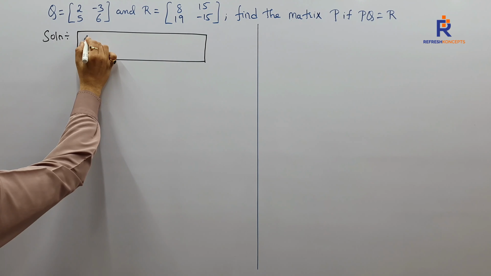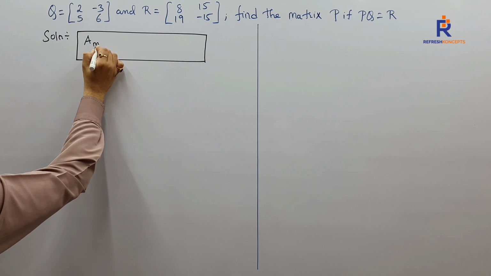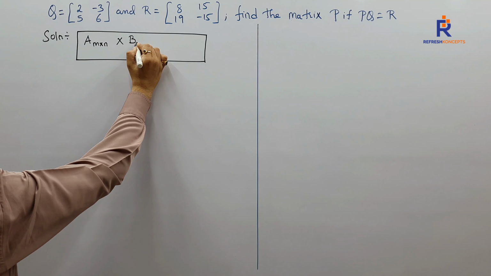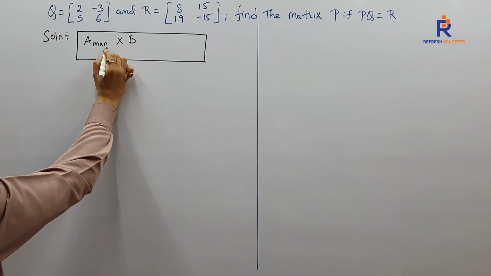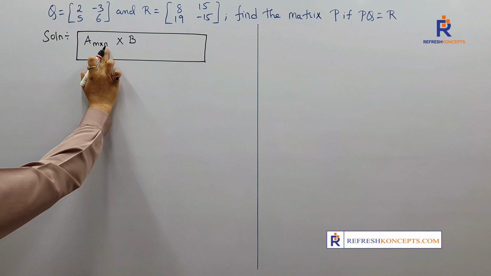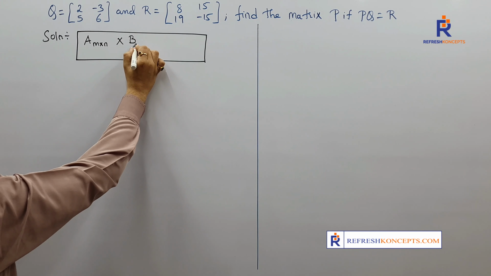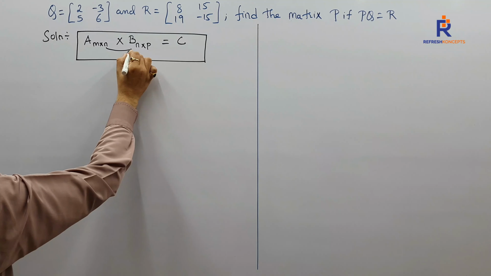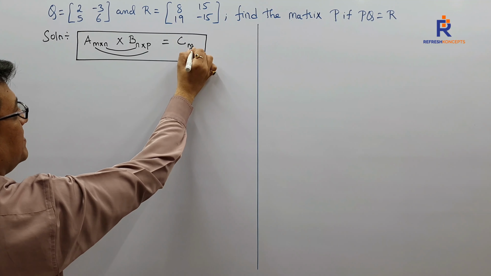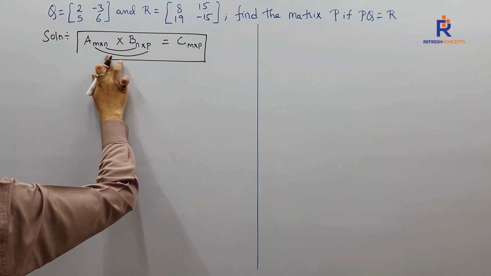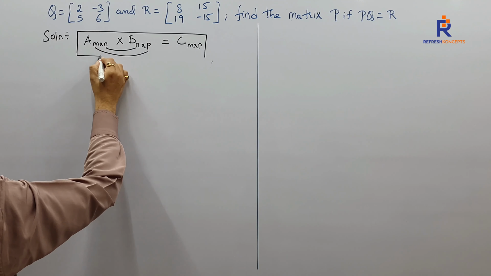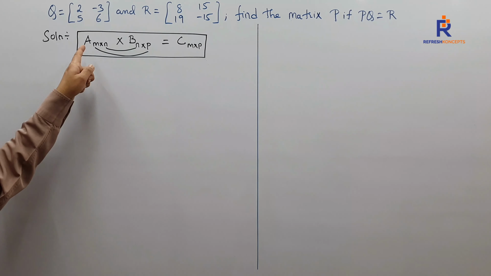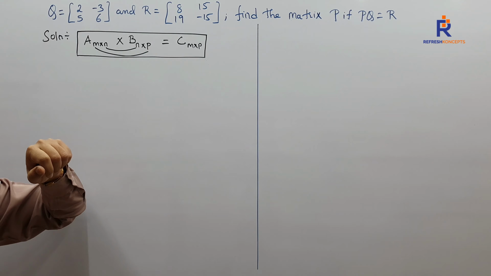What if I have matrix A of the order m into n multiplied by matrix B of the order, what should be the condition? The number of columns in the first one and the number of rows in the second should be the same. So n into p, then we get matrix C of the order m into p. This is what I have told you earlier in my previous videos. Refresh your concepts, children. A into B, the order will be m into p.